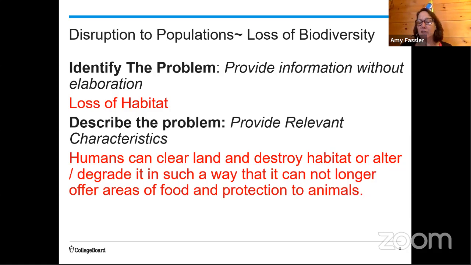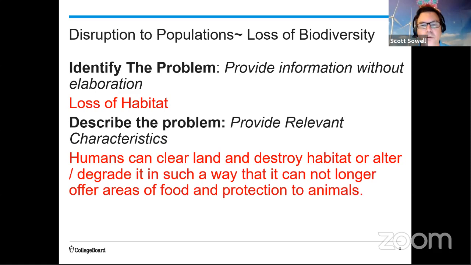Well, humans can clear land and destroy habitat or degrade it in such a way that it no longer serves any function for animals. And when I describe habitat, I want to put a little bit of meat on that. A lot of times at the reading, we see kids just throwing out this loss of habitat, loss of habitat. Make sure you describe what you mean by loss of habitat. They no longer have a place where they can protect themselves from predators or forage for food or protect their young.